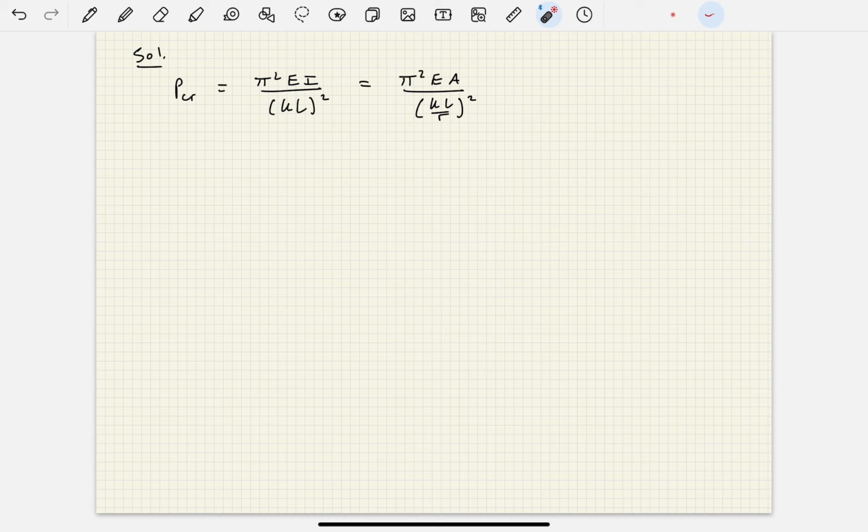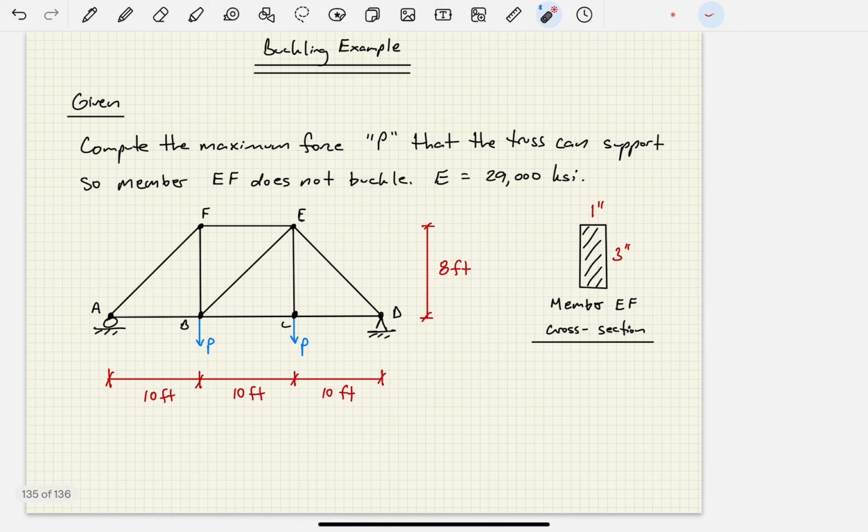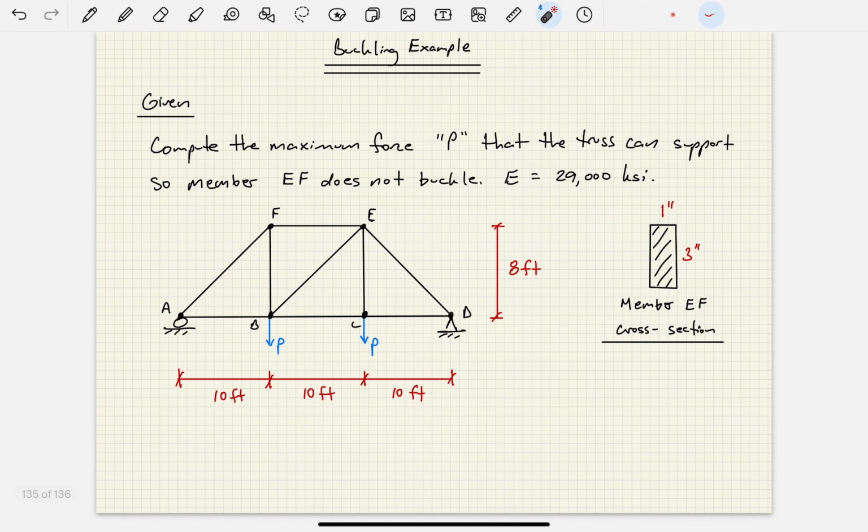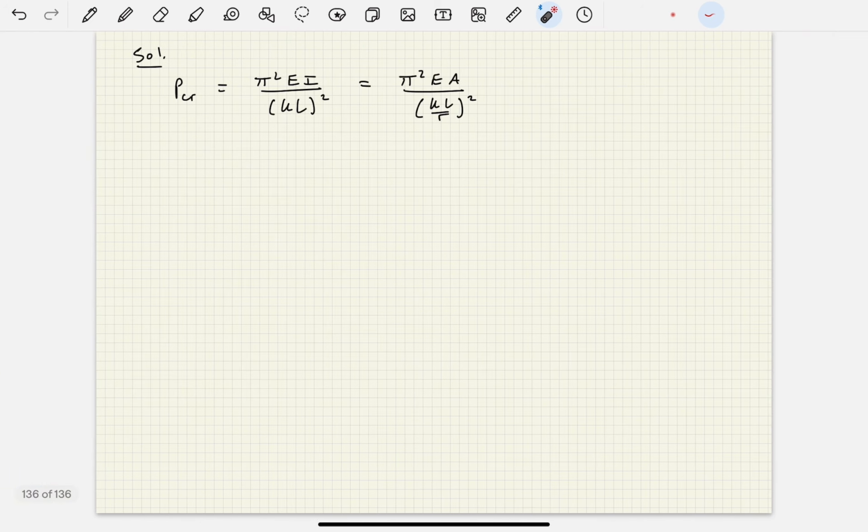Now, what about the moment of inertia specifically are we interested in? Well, that member that we're interested in, EF, has a cross-section that's rectangular. It's got a 3 by 1 inch rectangular cross-section, okay? And so if I were to sketch that out, again, here's this rectangular cross-section. And here's 3 inches and this is 1 inch.